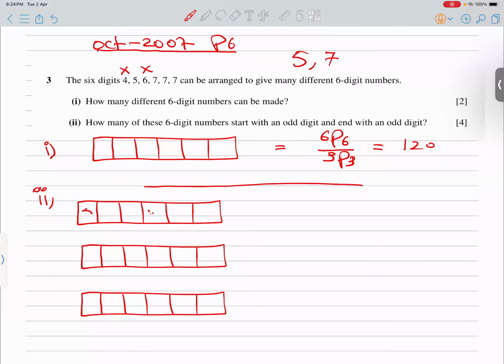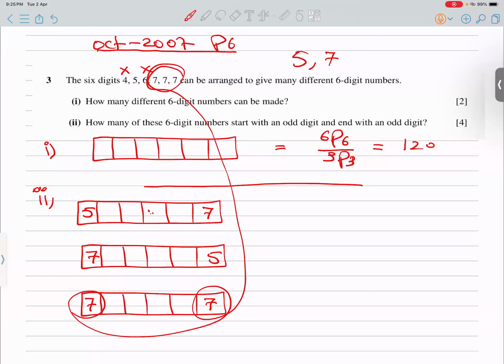If I start with a 5 and end with a 7, there's one option. Let me check repetition. I think he did not mention whether repetition is allowed or not. When he does not mention repetition allowed, we will not take it. If I start with the 5 and end with the 5, not possible. If I start with a 7, end with the 5. Or if I start with a 7, end with a 7. The reason is that more than 1 seven is available. So 1 seven can come here, 1 seven can come here.